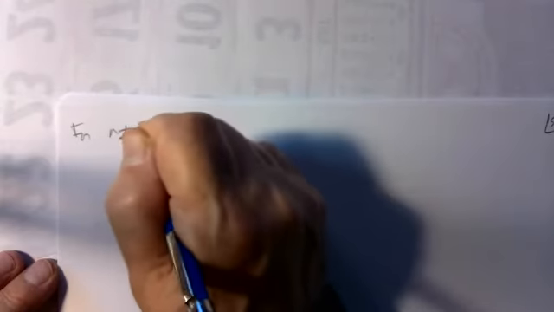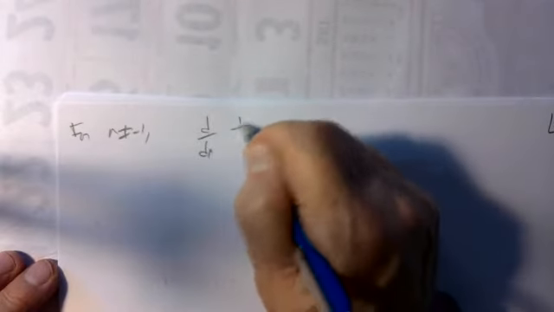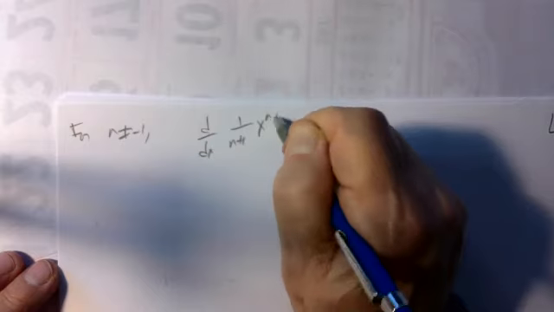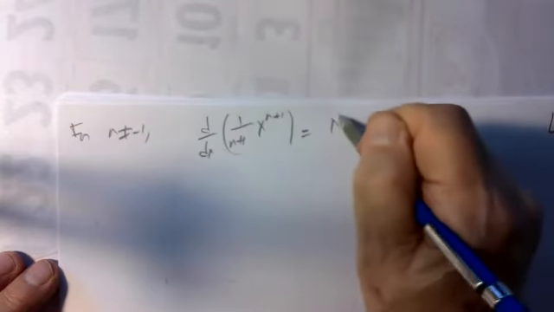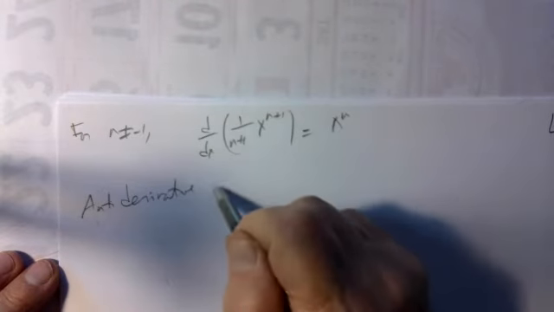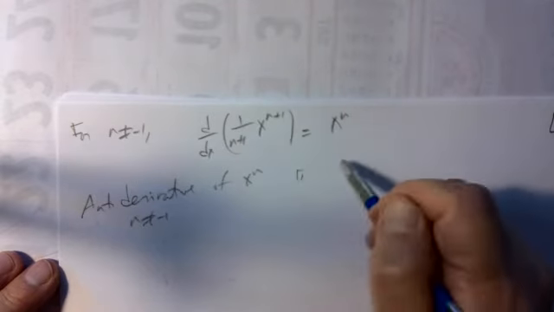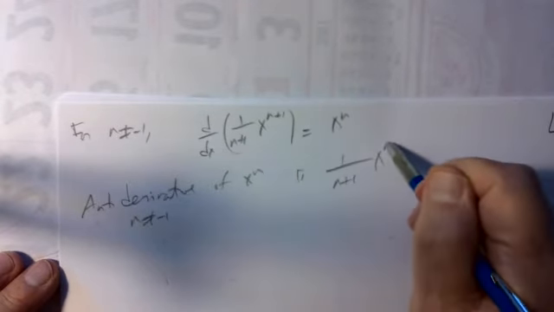For n not equal to minus 1, the derivative with respect to x of 1 over n plus 1 x to the n plus 1 is equal to x to the n. Or another way of saying that is the antiderivative of x to the n, again n not equal to minus 1, is 1 over n plus 1 x to the n plus 1. Give that a little star because that's really important. Any questions about this? This is like a fundamental formula.